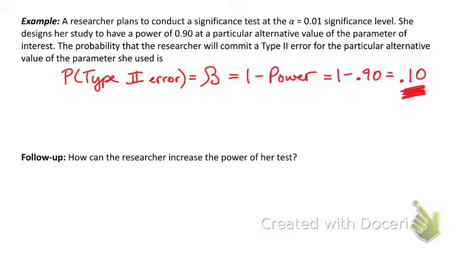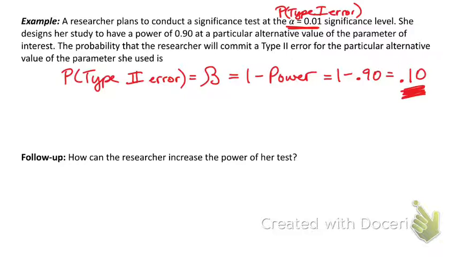Just out of curiosity, does anybody know for this problem what the probability of a type 1 error would be? Does anyone know what the probability of a type 1 error would be in this problem? 0.01. How did you get that? You guys, don't forget, the alpha value is literally the probability of a type 1 error.